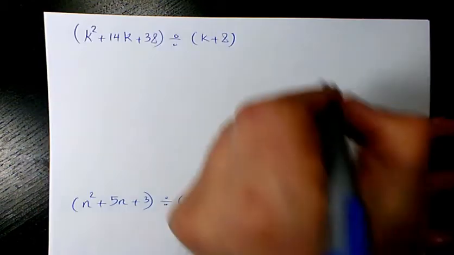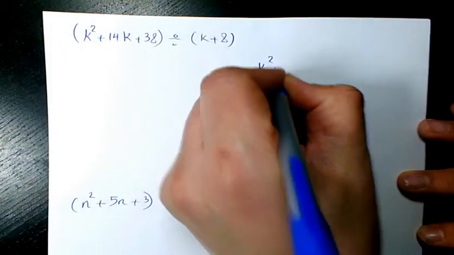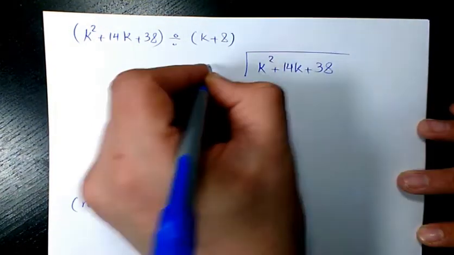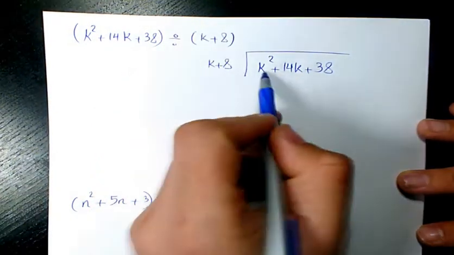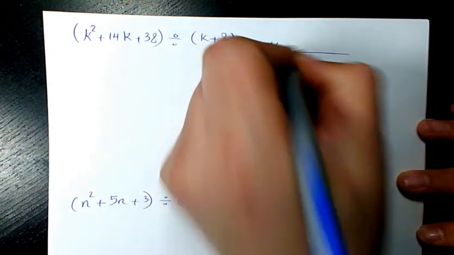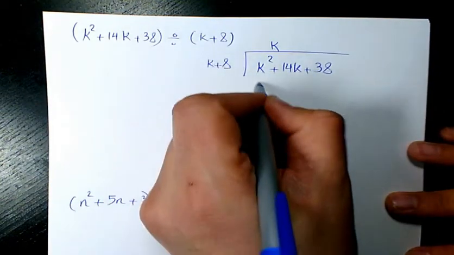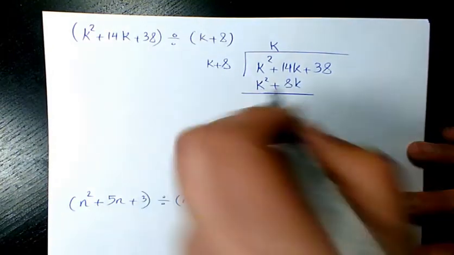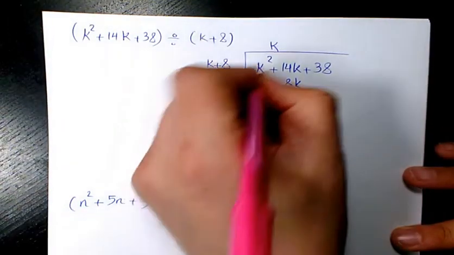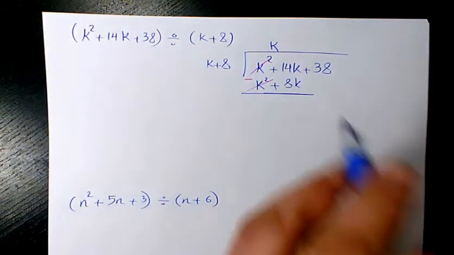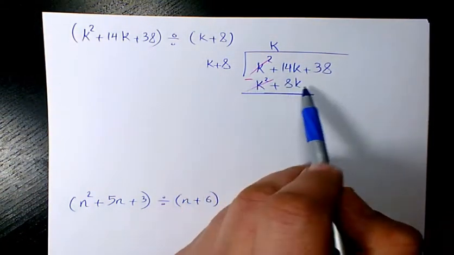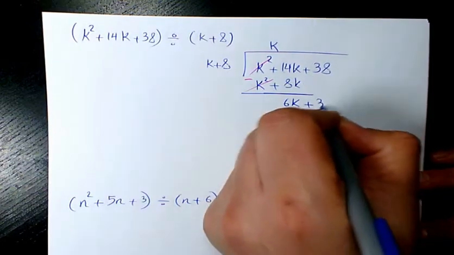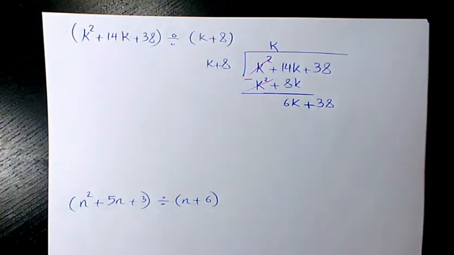Let's see this example. k squared plus 14k plus 38 divided by k plus 8. k squared divided by k is k. So k times k is k squared. k times 8 is going to be 8k. When you subtract it, these two cancel out. It's going to be 14k minus 8k, which is 6k. Then you need to bring the next number down, 38.